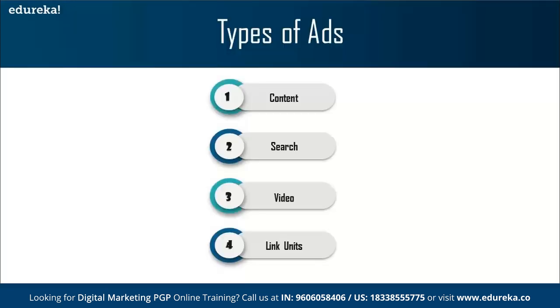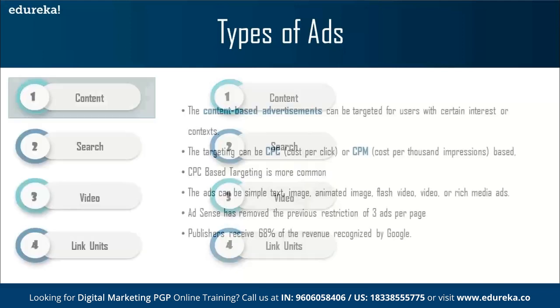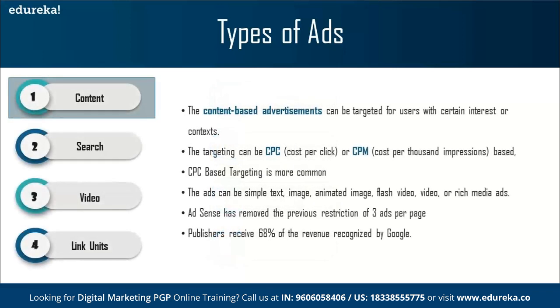So let's understand what are the types of ads which Google AdSense provides. First one is content, second is search, third is video, and fourth is link units. So let's proceed to the details. Okay, first let's understand what is content for AdSense. Content-based advertisements can be targeted for users with certain interest or context.